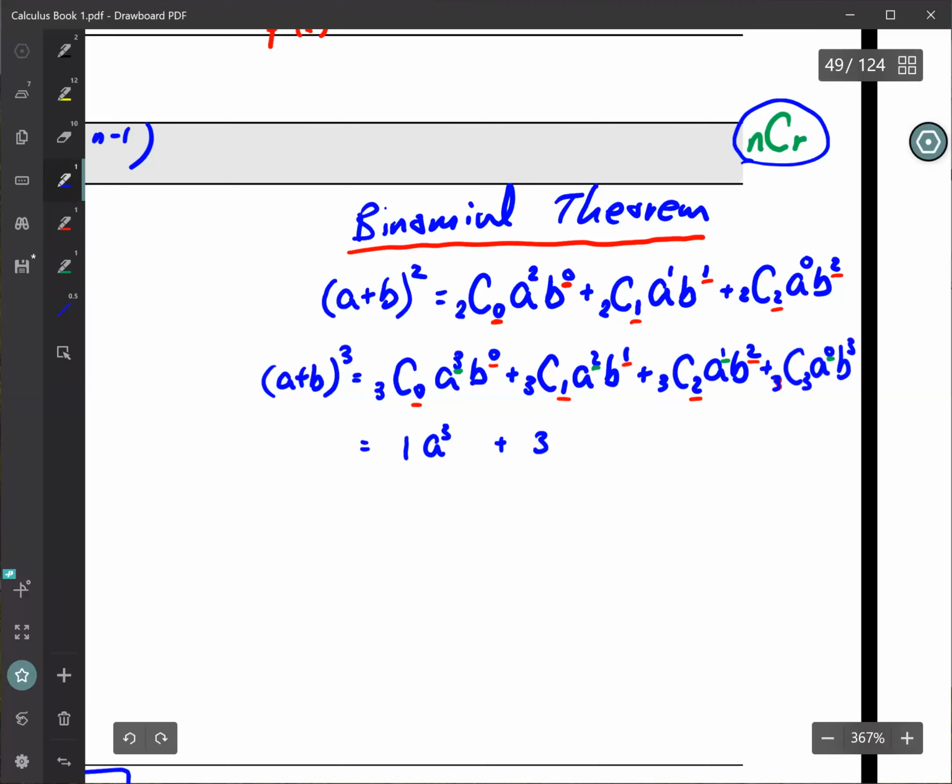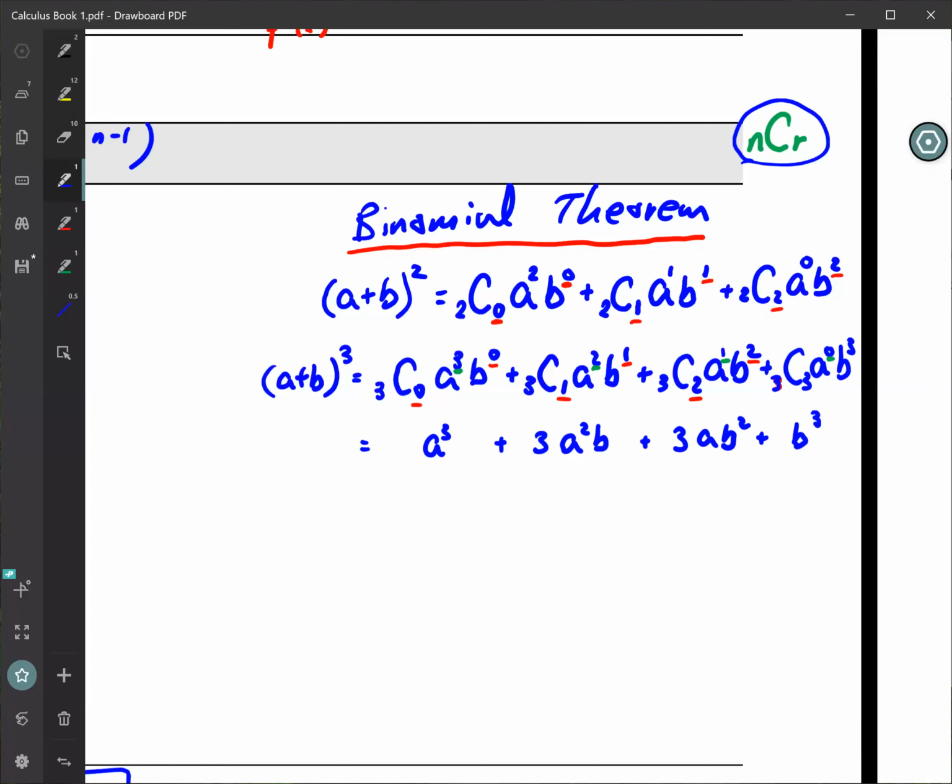Is there anyone who cannot get it? And then continue: A squared B. What about 3C2? I got 3 again. Yeah, 3 again. So A B squared. And then what about the last one, 3C3? 1. Okay, so I can make the 1 invisible, just like the first part. So that term will be B cubed, because A to the 0 is basically 1. So here you go.